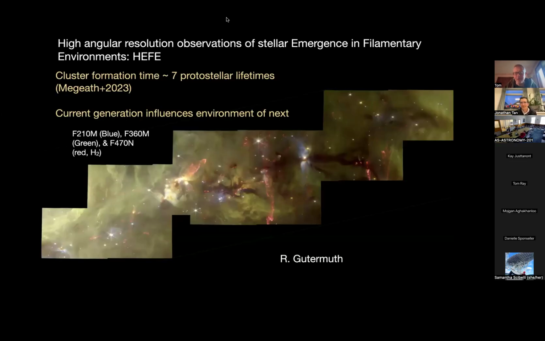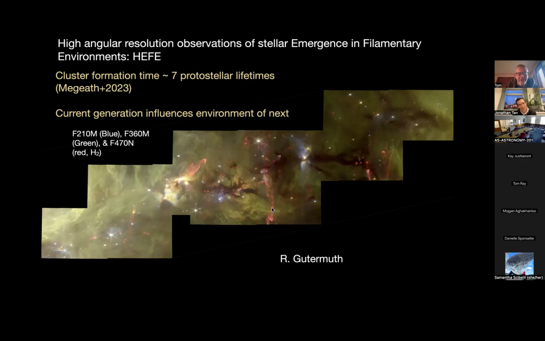All right. Well, I have a little bit of time here. Let me just go quickly to the HEFE program. This is the image that I showed earlier, basically a combination of three of our wavelengths, the F210, the 360, and the 470. The 470 is basically centered on the S10 line of molecular hydrogen. And you can see this is actually rotated 90 degrees. So the filament actually goes north-south, but it's not well aligned with our viewer here.